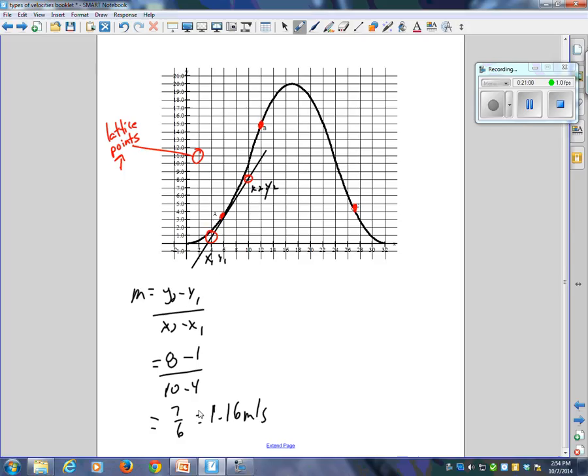Mr. Bennett, I think you're wrong. What do you mean it's racist? Mr. Bennett, I think you're wrong. 1.16. You wrote the same one. You two got your last points, bud. Yeah. 8 minus 1 all over 10 minus 4.